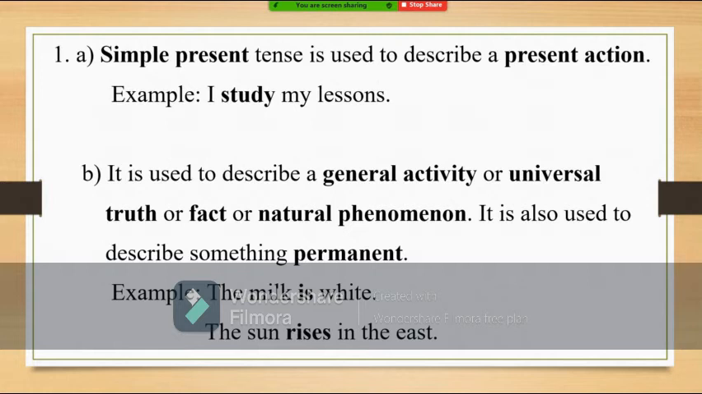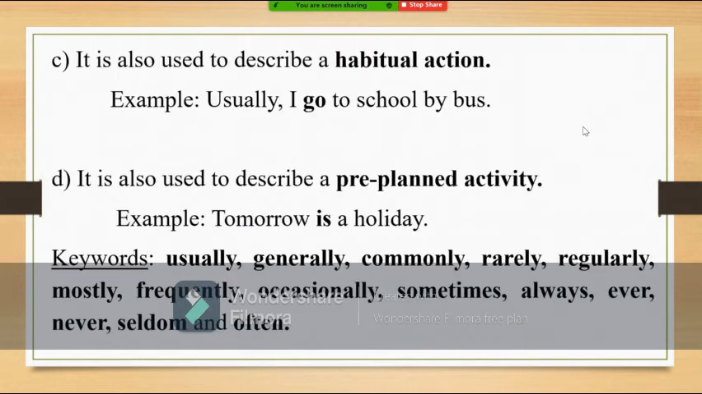To describe a general activity, or to express a universal truth or fact, or to express a natural phenomenon, or to describe something that is permanent. For all these things, you can use present tense. For example, the milk is white, the sun rises in the east, the sun sets in the west. All these are examples for it. And the third one is for habitual action. If you do it regularly or routinely, if you do it every day, the same action is done, then you can use simple present tense.